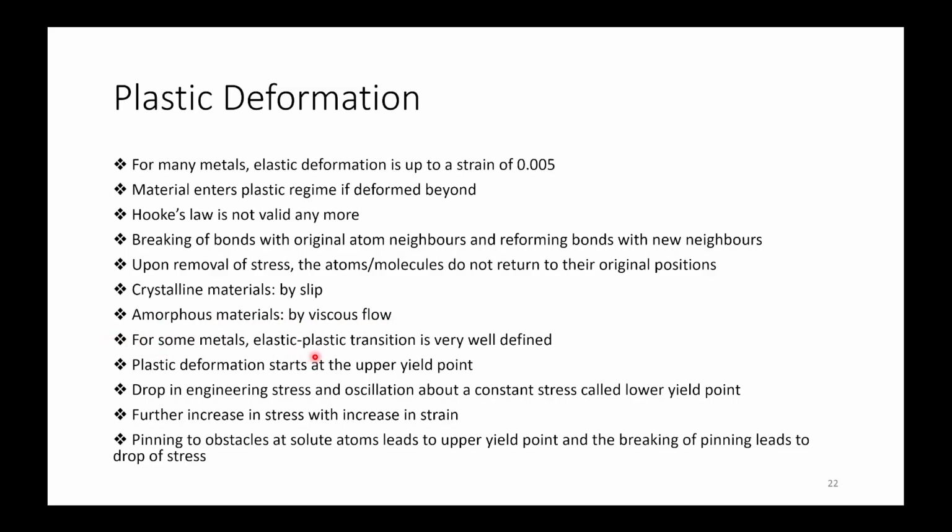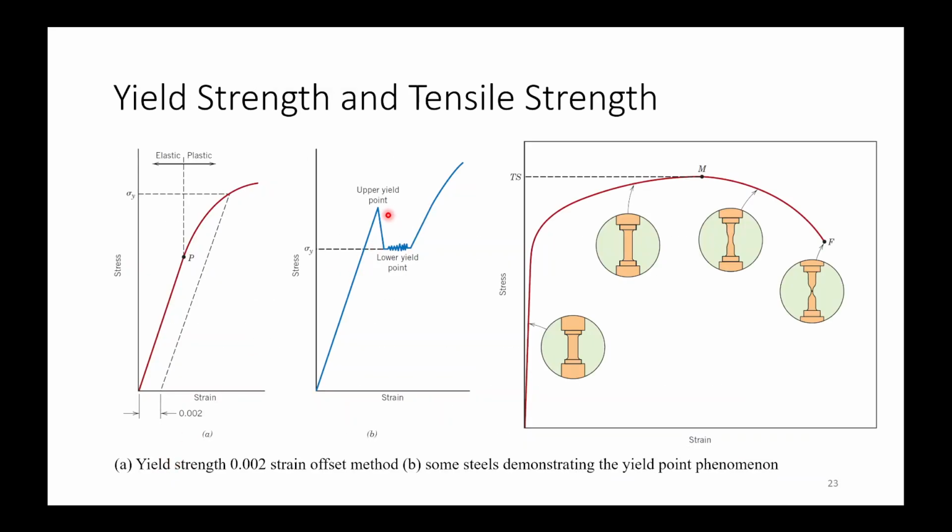For some metals, the elastic plastic transition is very well defined and plastic deformation starts at the upper yield point. Then there is a drop in the engineering stress and oscillation about a constant stress called the lower yield point, and then a further increase in stress with increase in strain. So pinning to obstacles at solute atoms leads to the upper yield point, and the breaking of pinning leads to a drop in stress. So it can be seen here.